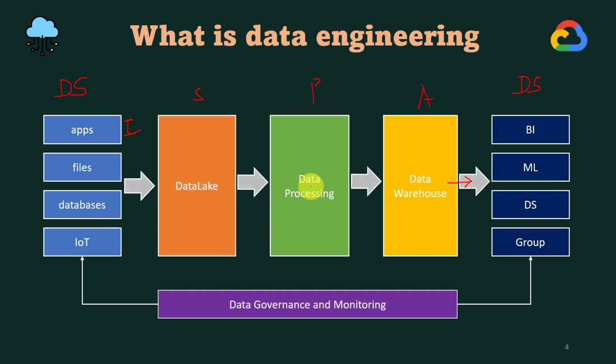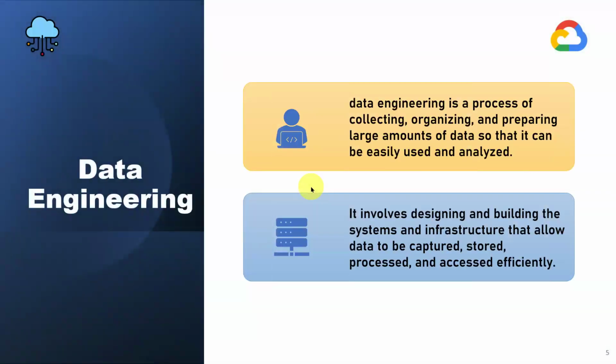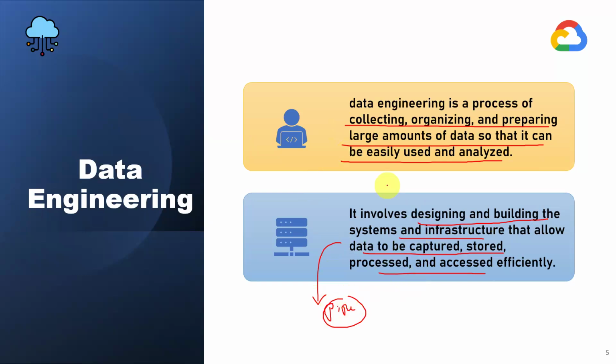If I have to tell you the definition, what is data engineering? Data engineering is a process of collecting the data, organizing the data, and preparing large amounts of data to be easily used for analysis purposes. It involves building systems and infrastructure that allow data to be captured, stored, and processed, by pipelines and infrastructure. You need to create pipelines, right? And all of these things also need to be maintained properly.